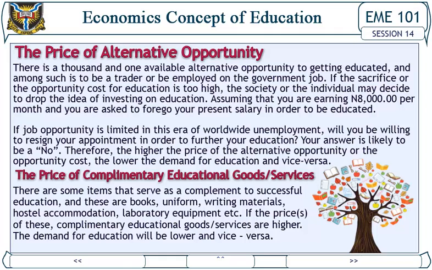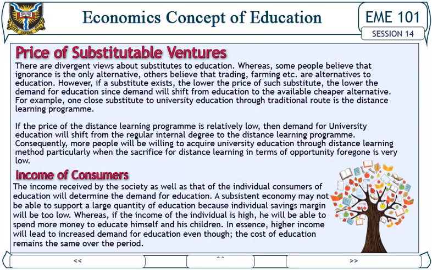The price of complementary educational goods and services. There are some items that serve as a complement to successful education, and these are books, uniform, writing materials, hostel accommodation, laboratory equipment, and so on. If the prices of these complementary educational goods and services are higher, the demand for education will be lower, and vice versa.